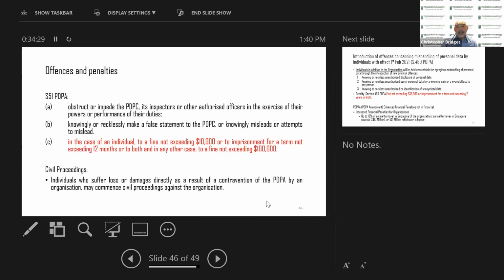Now, Section 51 of the PDPA creates an offense essentially to impede the investigation by officers of the PDPC: not providing them information, preventing them from accessing information, or providing false information. You can see that for individuals, it is a fine not exceeding 10,000, imprisonment not exceeding 12 months, or both. And in any other case, a fine not exceeding 100,000. Okay, and it also provides that an individual who suffers loss because of the compromise of his personal data can commence civil proceedings to recover compensation from the organization.